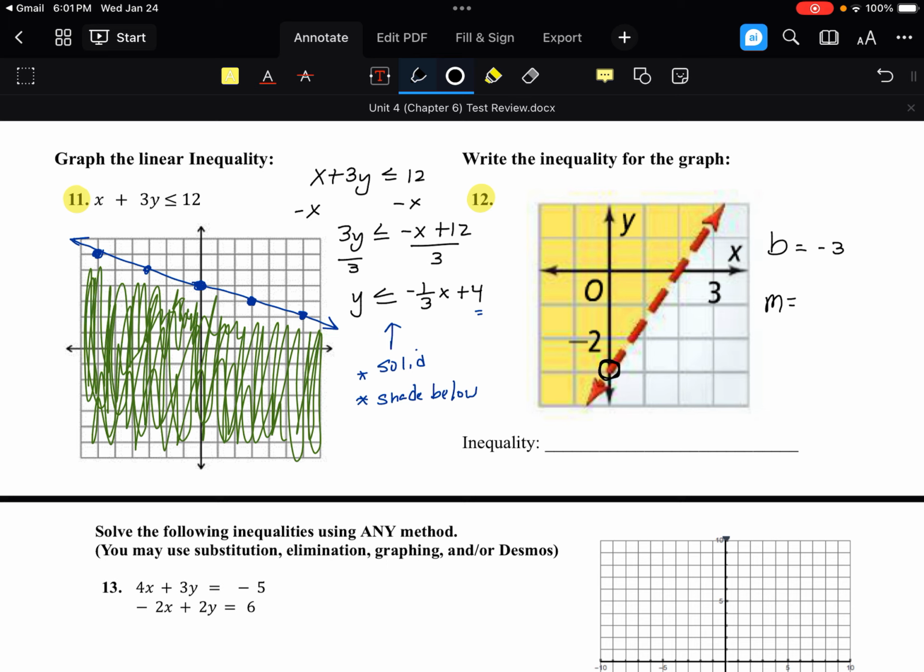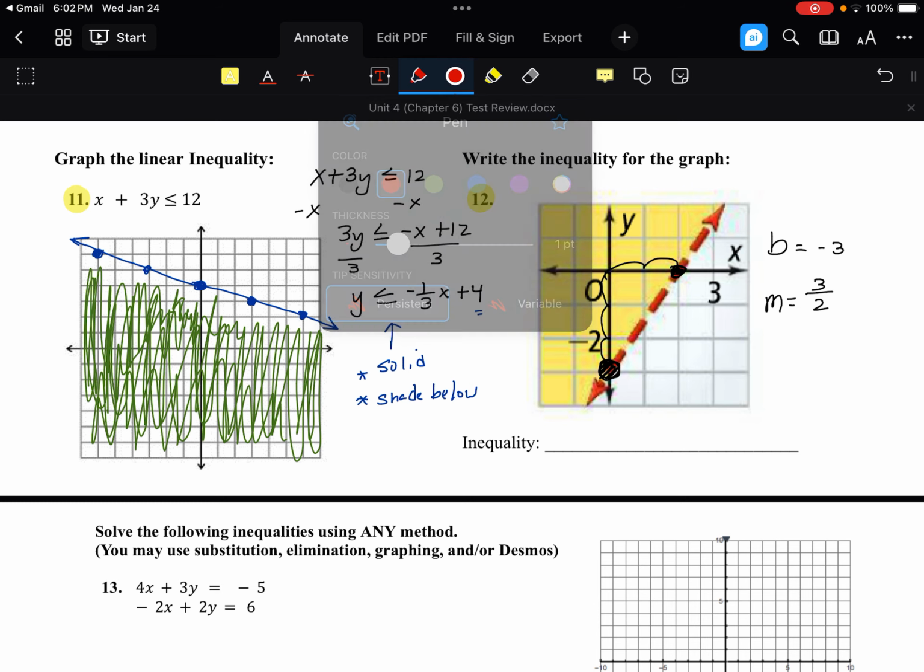Our slope is easily found by finding 2 clearly defined points. So we've got one here and one here, and then we're going to count the rise over the run. So we're going up 1, 2, 3. So up 3 over 1, 2, so 3 over 2.